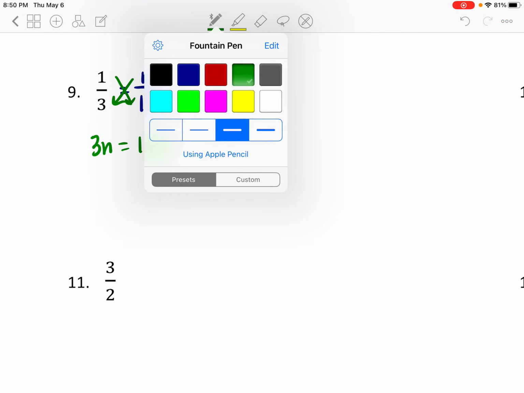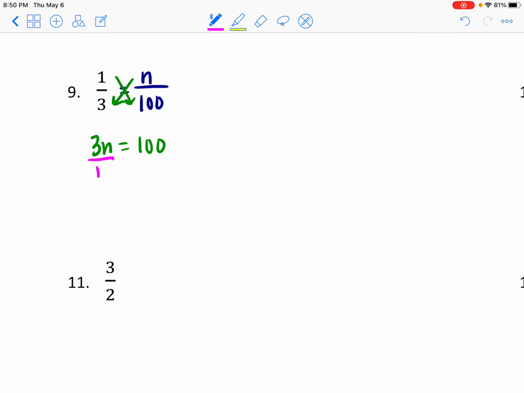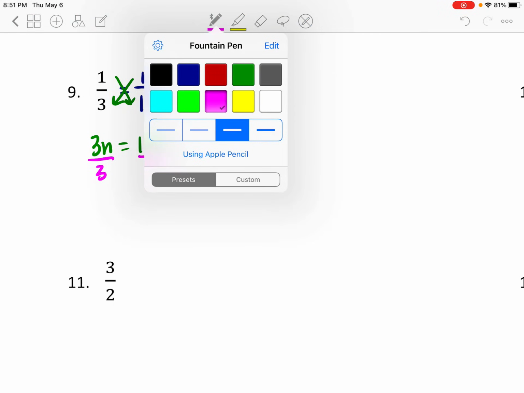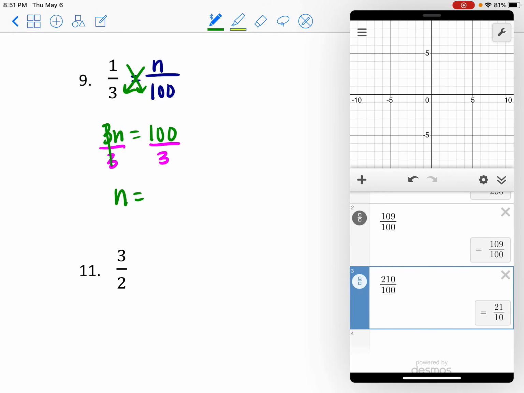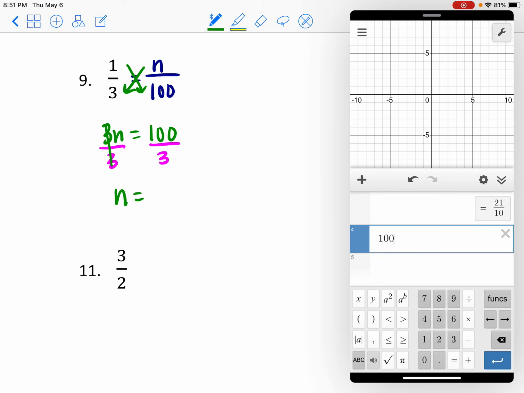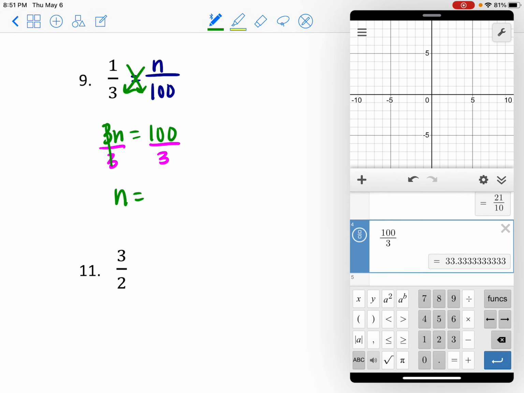So 3n equals 100. Now when I go to divide this time, 3 doesn't divide exactly into 100. That's okay. This is going to cancel and tell me n is going to be equal to, when I divide 100 by 3, we're going to get a repeating decimal. That's, again, totally okay. It's 33.3 repeating. That 3 repeats.